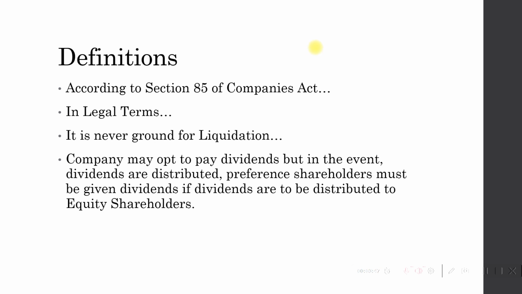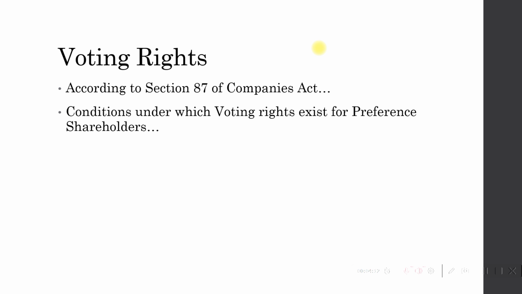Now that is over. Next we'll take a look at voting rights. According to Section 87 of the Companies Act, preference shareholders can exercise voting rights only on resolutions placed before the company in matters concerning the rights attached to preference shares. So that is according to Section 87 of the Companies Act: preference shareholders can exercise voting rights only on resolutions placed before the company concerning rights of preference shares.